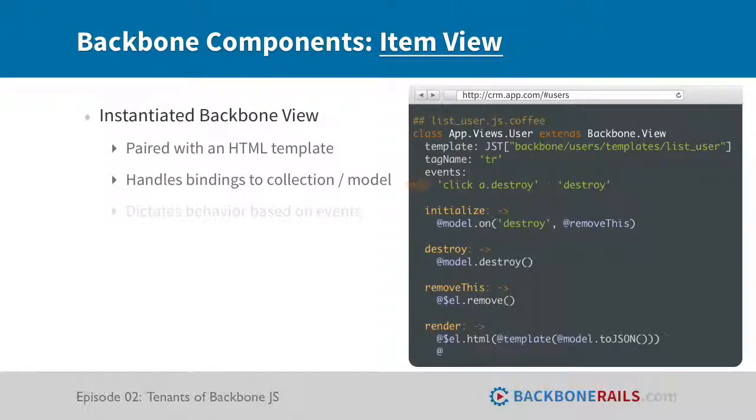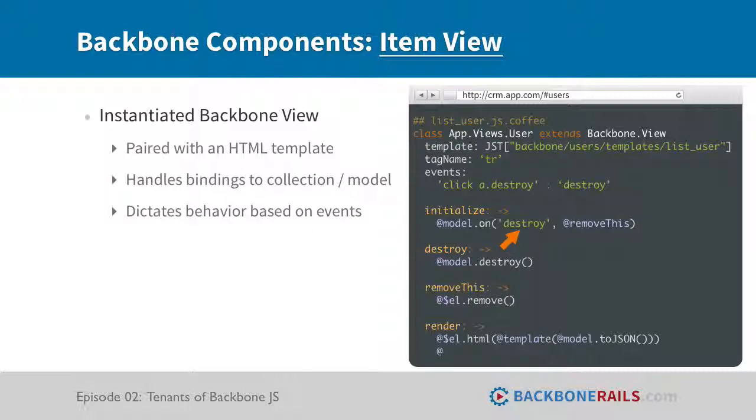We also have this events object literal here, where we can wire up to events that the DOM itself emits. Here we're saying when the click event is fired on the anchor link with a class of destroy, to call the destroy method within this item view. The destroy method has to implement actually destroying our model, which will in turn cause the model to fire its destroy event, which then ensures the view is destroyed.